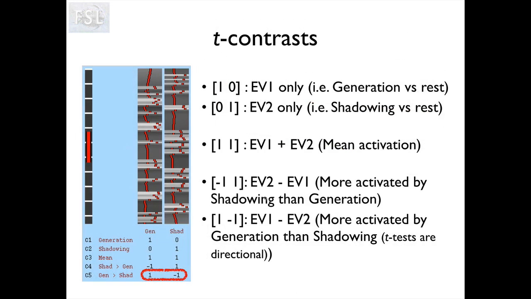Now we come to some interesting ones. We have a contrast weight vector -1, 1. What that is, is simply the second parameter estimate minus the first parameter estimate. We're asking the question, what parts of the brain are more activated or more interested in shadowing than generation? And in a similar way, we have the contrast weight vector 1, -1, and we're looking for the areas that are more activated by generation than shadowing.